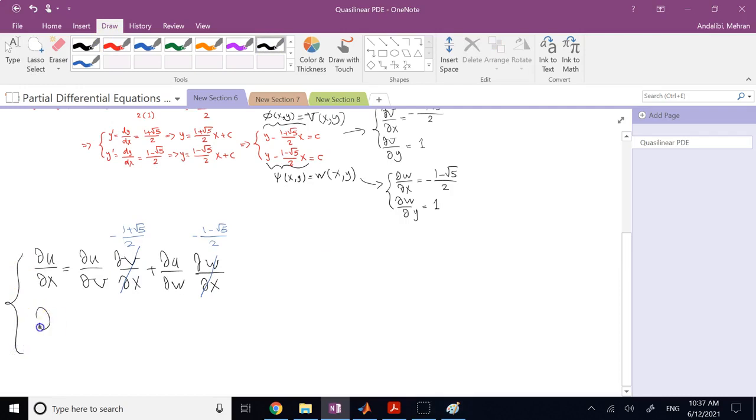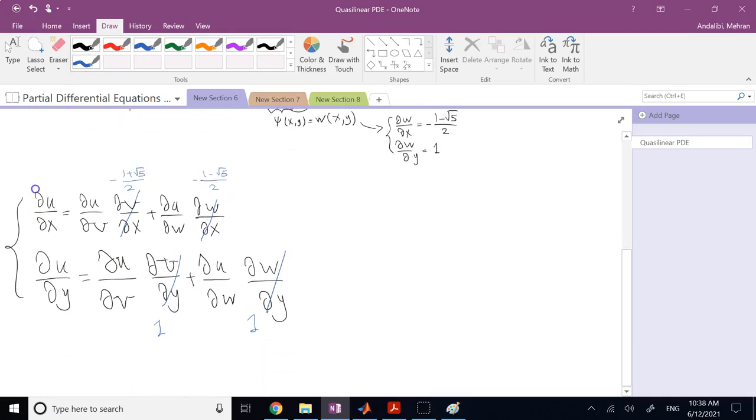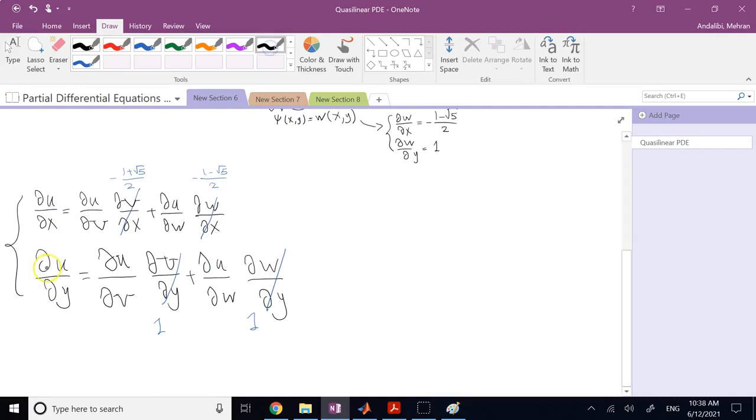And what is partial of u with respect to y? Well, I can do a similar chain rule and say this is partial of u with respect to v times partial of v with respect to y plus partial of u with respect to w times partial of w with respect to y. Correct? And again, these guys here, this is 1 and this is 1. Okay, so you see now my partials of u with respect to x and y can be replaced with partials of u with respect to v and w in these two equations. But again, I don't have first derivatives. I only have what? Second derivatives of x and y.